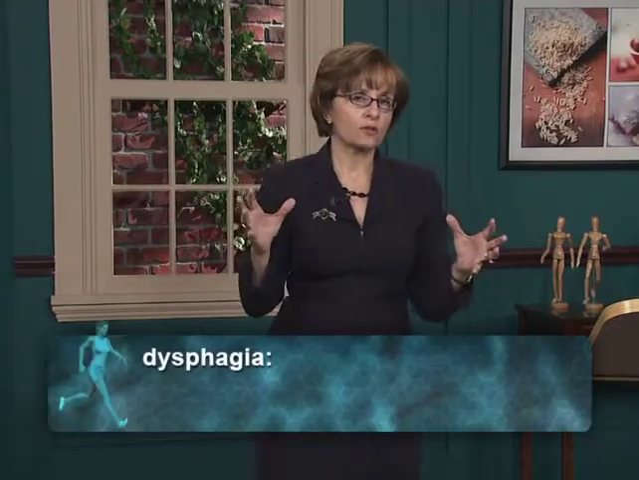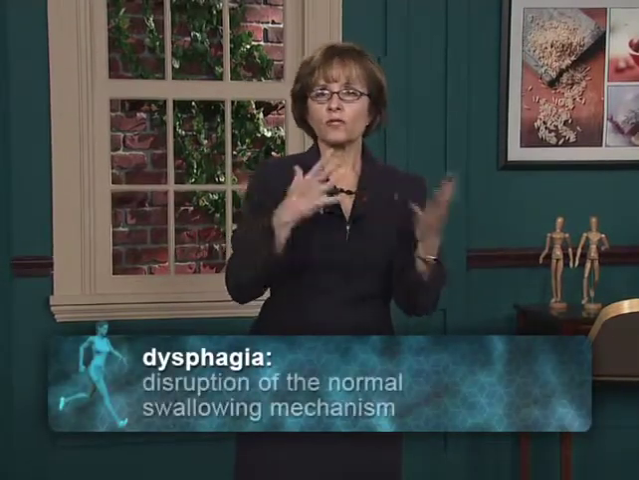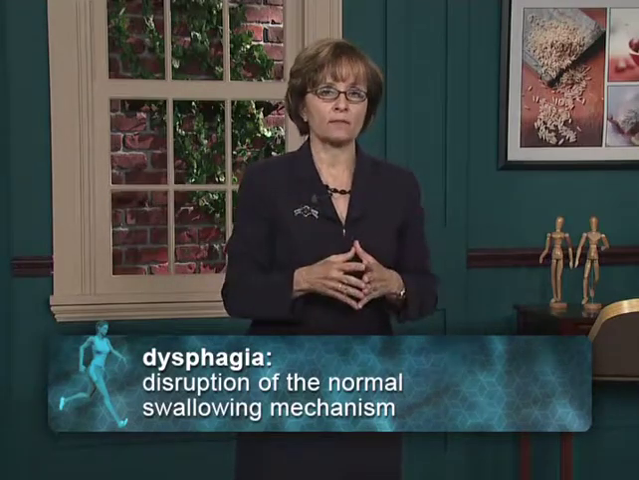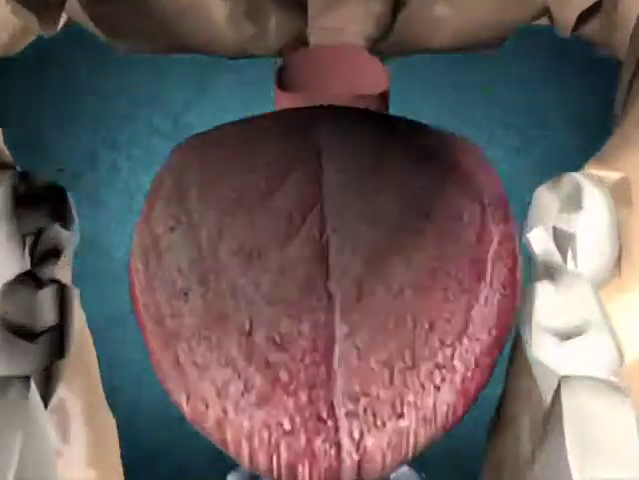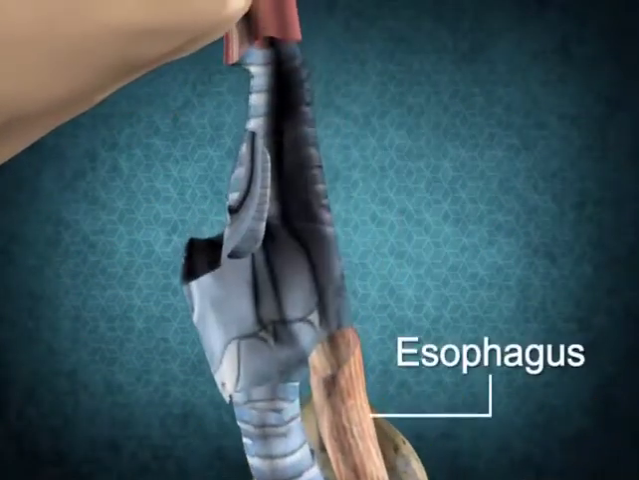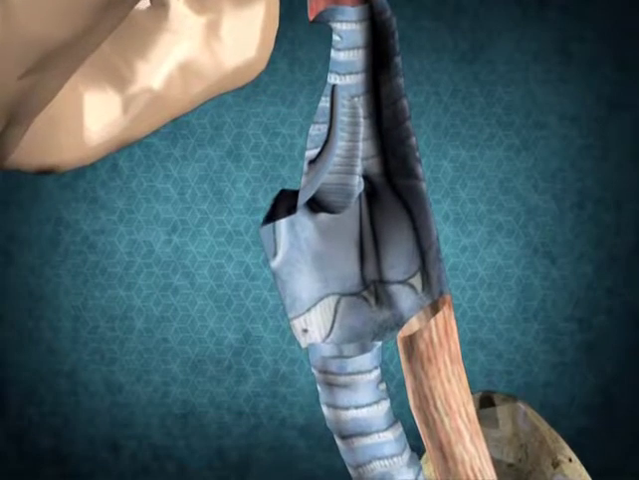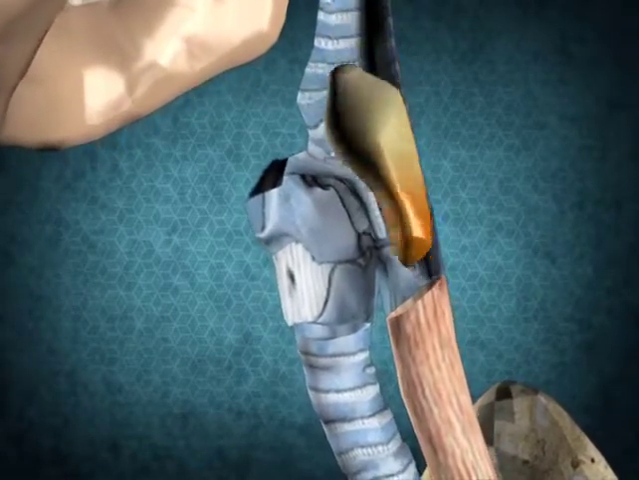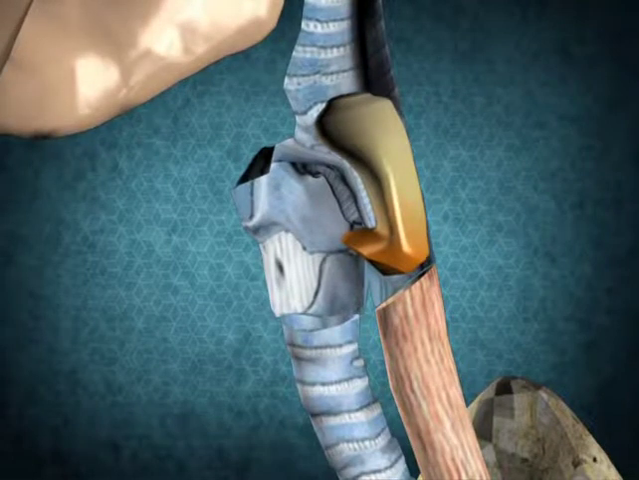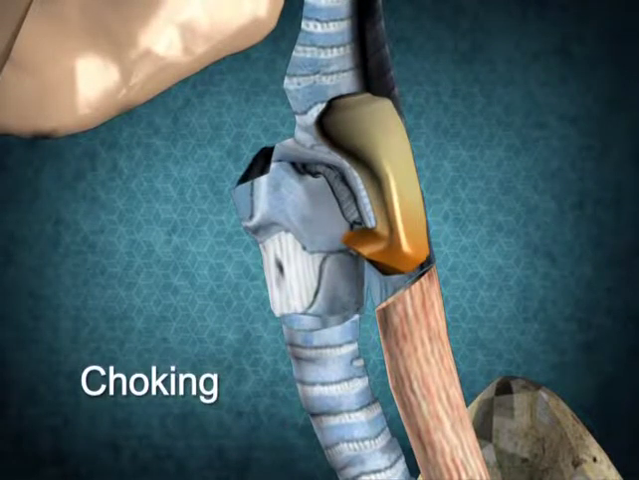Now, what about dysphagia? Dysphagia occurs when there's a disruption of the normal swallowing mechanism. As food passes through the esophagus, there's a complex mechanism to make sure that the food is propelled into the esophagus rather than into the trachea or the windpipe. Sometimes food accidentally makes its way to the trachea, probably due to an incomplete closure of the vocal cords. For most of us, this is occasional and it's uncomfortable, but it's the experience of choking on our food. Now, when this becomes chronic, it is called dysphagia.